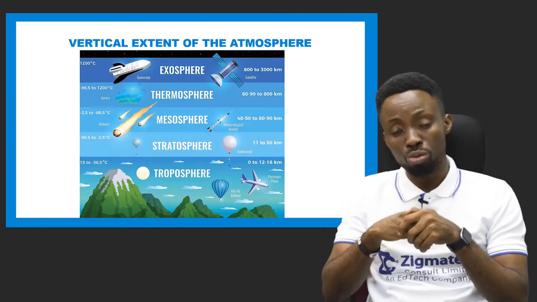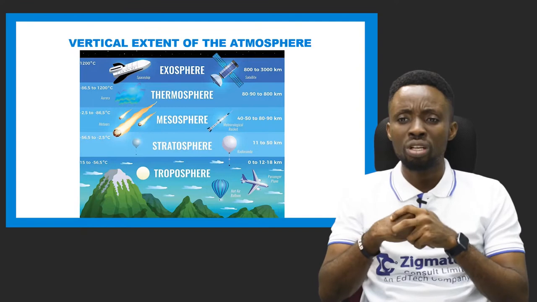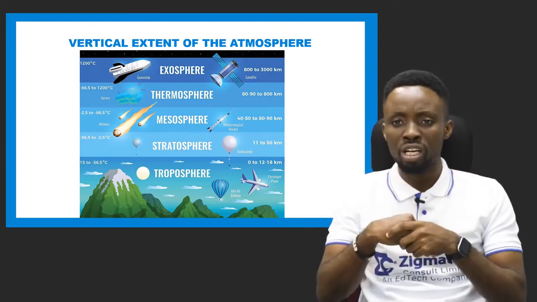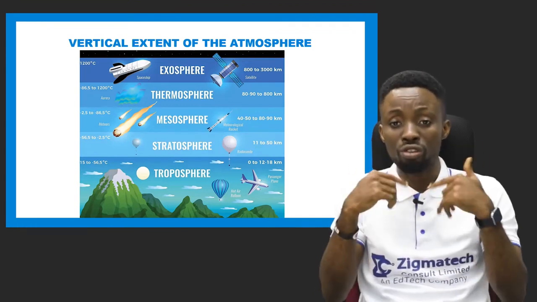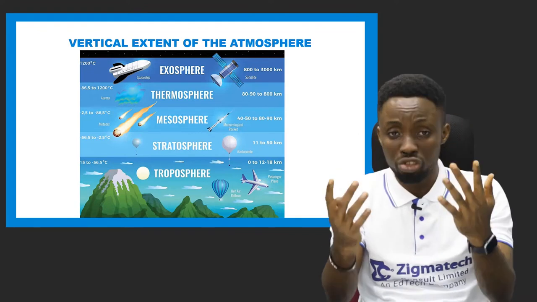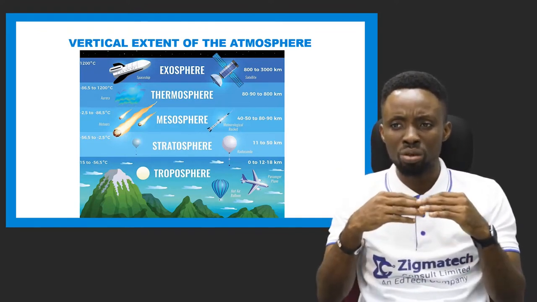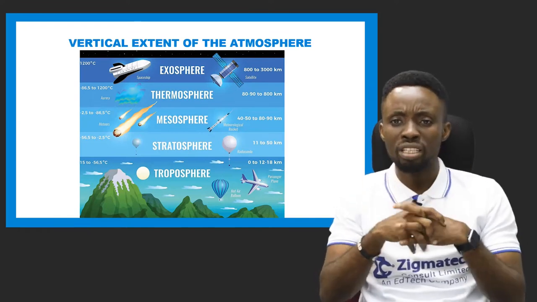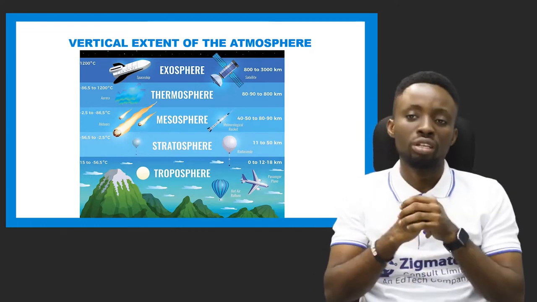The first one is called the troposphere, which is the lowest, the one closest to us, where we have rainfall and a bit of clouds formed there. Then right above the troposphere, we have the stratosphere, the second layer, which is about 11 to 50 kilometers in width, and the temperature drops as you move from the troposphere to the stratosphere.